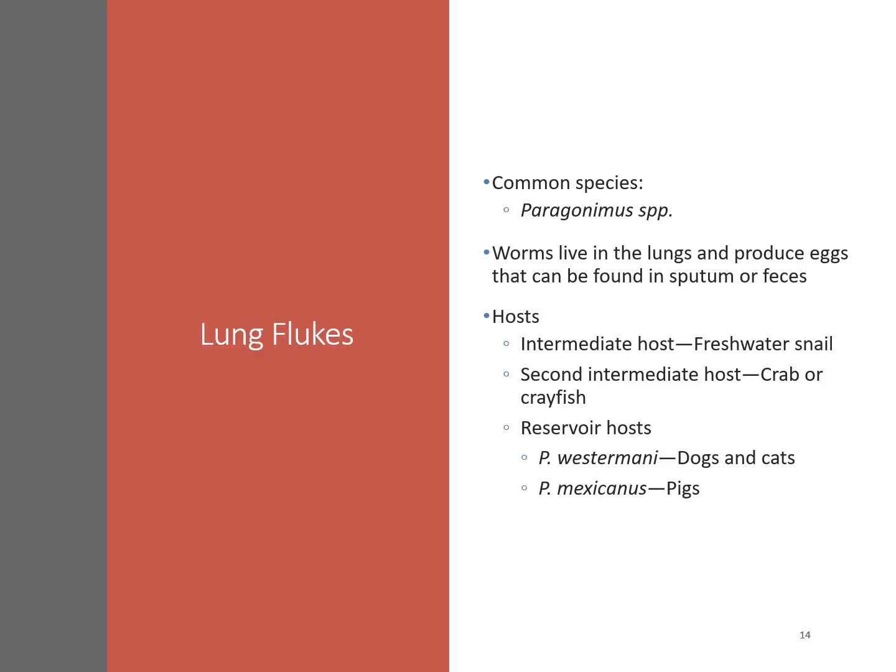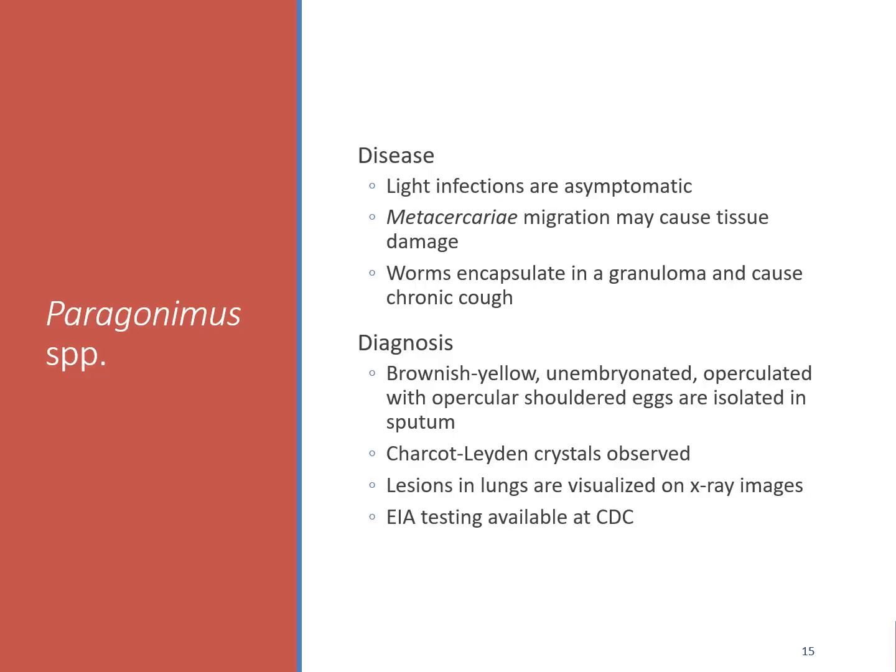With Paragonimus species, this fluke will live in the lungs and produce eggs that can be found in the sputum and feces. This is a lung fluke, and it is the most common one. The intermediate host would be the freshwater snail, and next the crab or crayfish, and then, depending on the organism, dogs, cats, or pigs. With Paragonimus westermani, your most common one, the disease is a very light infection, being asymptomatic.